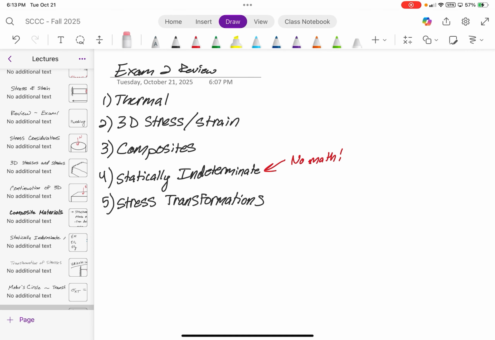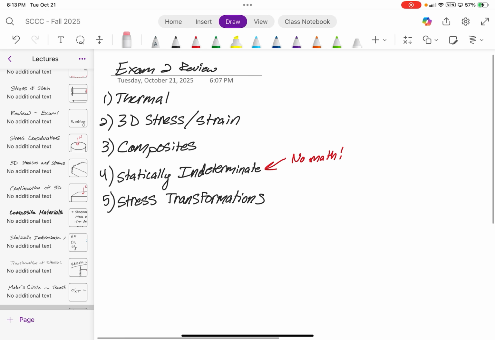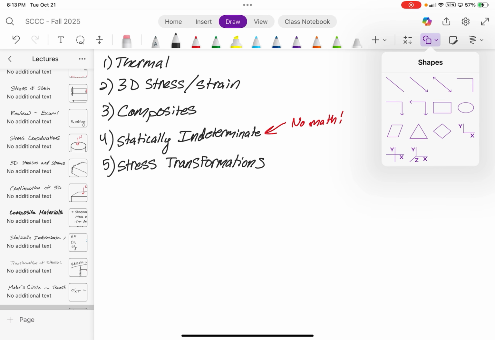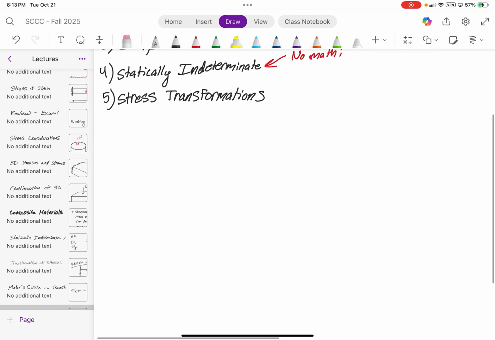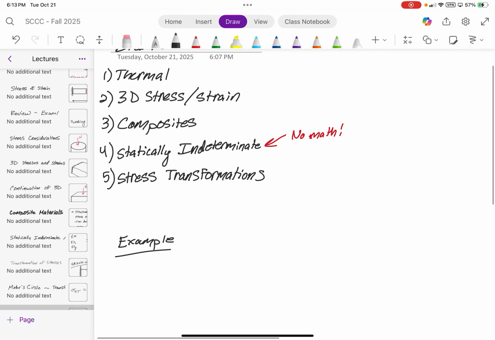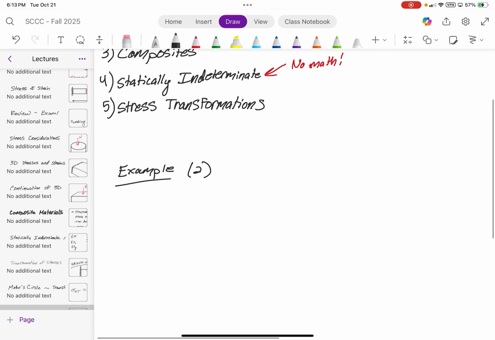All right, so I could do, yes? Could we do the 3D stress strain? 3D stress strain? Sure thing. So, let's do an example for item 2.